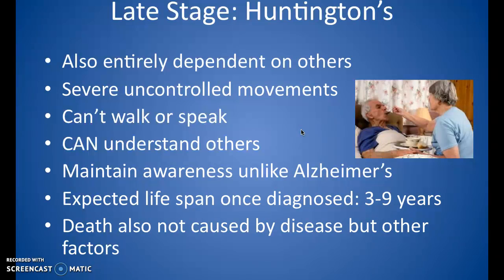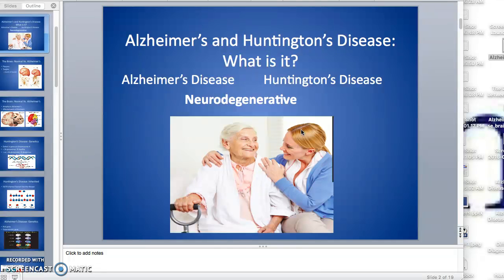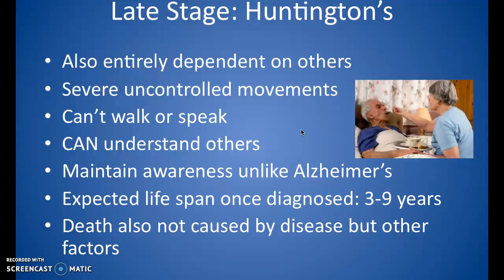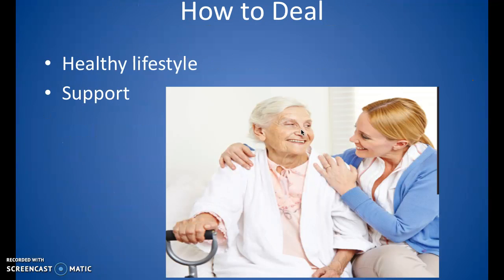The disease typically progresses without remission over 10 to 20 years. Death for the affected individual is usually due to infection, pneumonia, heart failure, or choking. As with Alzheimer's disease, there is no cure for Huntington's disease. In order to maximize one's remaining life, nutrition and diet are really important, as is social support.